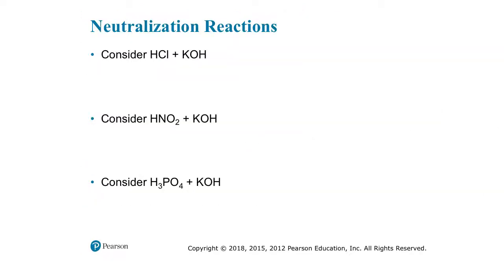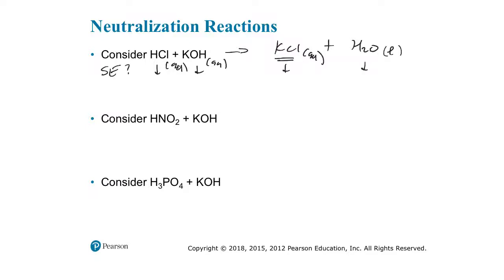Let's consider some acid-base neutralization reactions. We could write HCl plus KOH forms KCl. We get a salt plus water, our usual product for an acid-base reaction. This salt is water soluble, so we can write aq, liquid for water, aq, and aq. When we start thinking of net ionic reactions and writing those, think about how HCl exists in solution. Is it a strong electrolyte? It's not whether it's aq, it's whether it's a strong electrolyte.